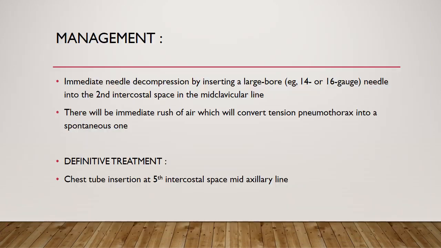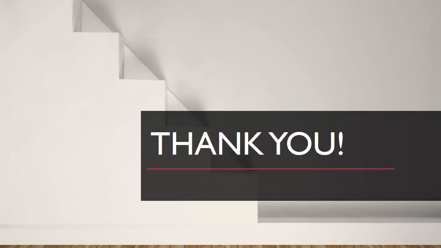Immediate needle decompression is needed by inserting a large bore, either 14 or 16 gauge needle, into the second intercostal space in the mid-clavicular line. There will be an immediate rush of air which will convert tension pneumothorax into a spontaneous one. Then you can go for a definitive treatment, which is chest tube insertion at the 5th intercostal space, mid-axillary line.